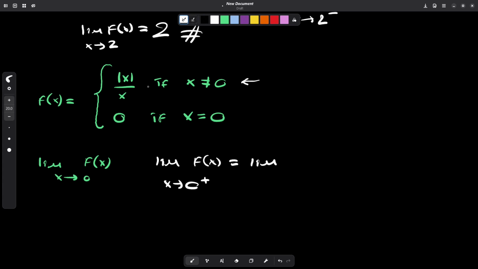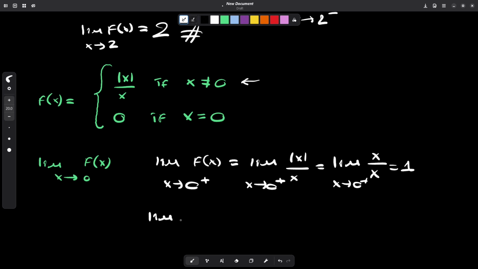Limit of absolute value of x over x as x approaches 0 from the right side. Right side of the 0 is greater than 0, therefore it's positive. Absolute value comes out as x over x as x approaches 0 from the right. This limit is 1.